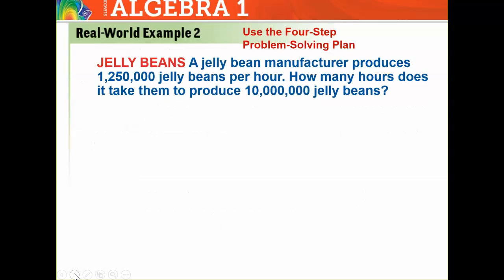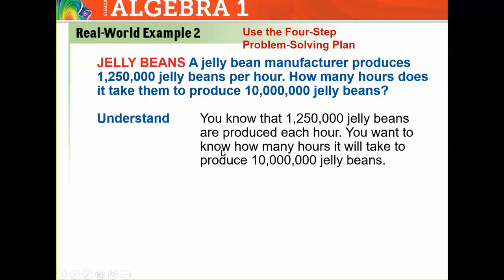A jelly bean manufacturer produces 1,250,000 jelly beans per hour. How many hours does it take them to produce 10 million jelly beans? Go ahead, Abby. Give me 2 seconds to walk through the 4 steps then. But yes, you can gladly give me that answer.